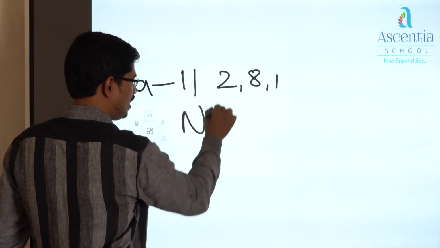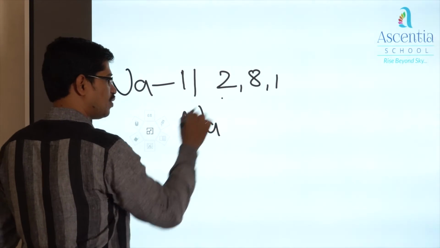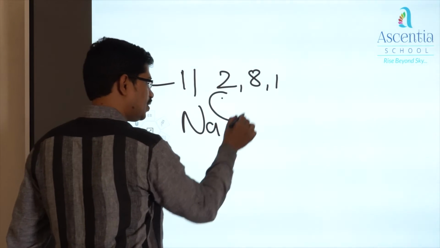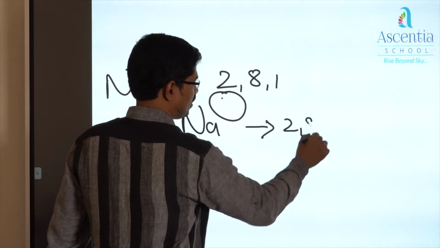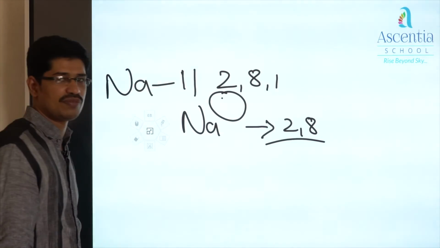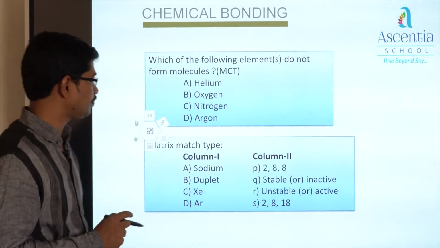The sodium ion, Na+, forms with the loss of 1 electron. One electron is present in the outermost shell. If you remove this electron, then it would be 2, 8. So the electronic configuration of the sodium ion is 2, 8.